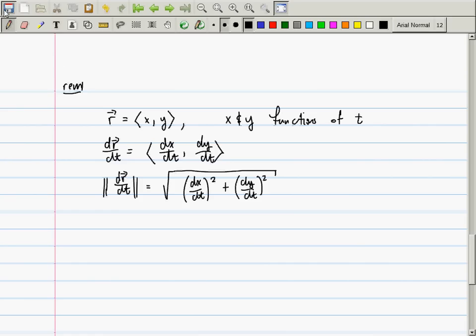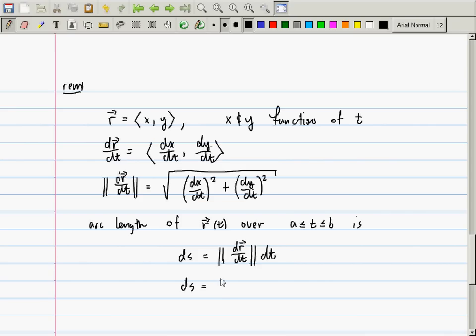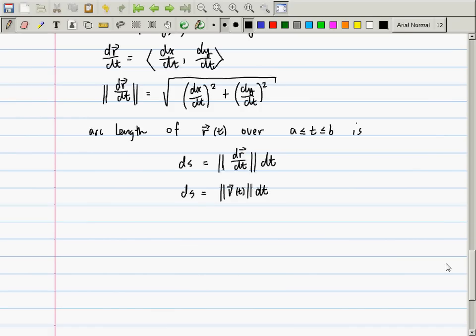So then, we won't talk about it today, we'll wait until probably Thursday, but I'll just go ahead and say it now, and that is that the arc length of r(t) over the interval a less than or equal to t less than or equal to b is, so first off, the arc length differential is the magnitude of the derivative of r, like so, dt, which is to say that ds is the magnitude of the velocity dt. So that's what the arc length differential is.